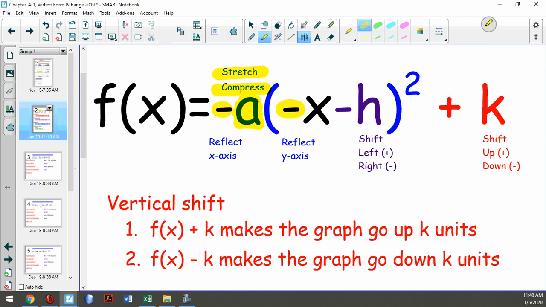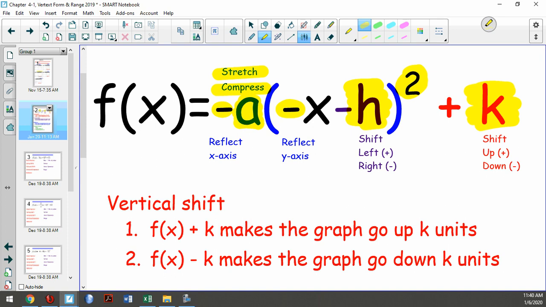Okay, then I am going to take this lovely little h value. That h value is going to be our horizontal shift, left and right. It is the opposite sign of what you see inside the parentheses. Minus h, you would think goes to the left. It's the opposite, it goes to the right. If I have plus h, it's going to the left. Do y'all understand or remember that? And then the last one is k, which moves the parent function vertically up and down, and it is the same sign as you see. If it is plus k, you're going up k units. If it's minus k, you're going down k units. Do you remember all of this?